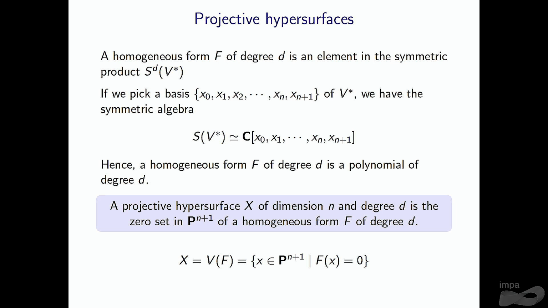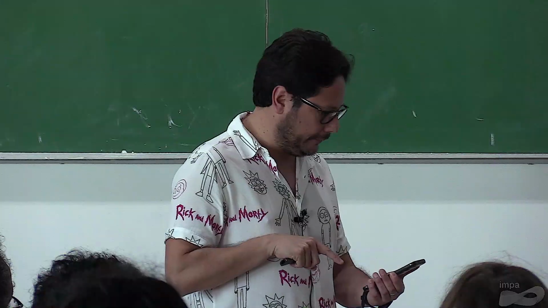And a projective hypersurface is what you know. You just take one polynomial. So first of all, wait, sorry. I forgot to put this on. Don't bother me. No, I don't find it, here's the airplane.